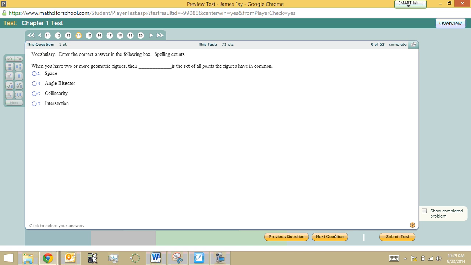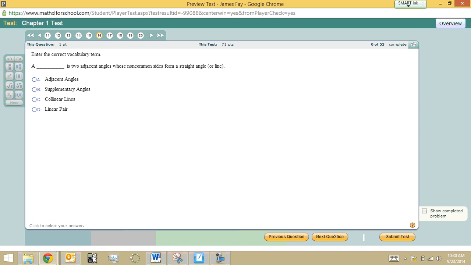When you have 2 or more geometric figures, the blank is the set of all points that the figures have in common, that is intersection. This is a geometric figure that extends in 2 directions forever, does not bend, curve, or break. That is a line. A blank is 2 adjacent angles whose non-common sides form a straight angle or line. That is a linear pair.